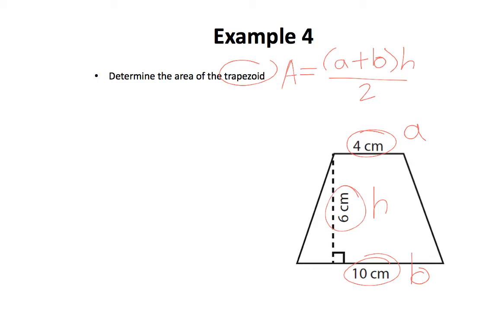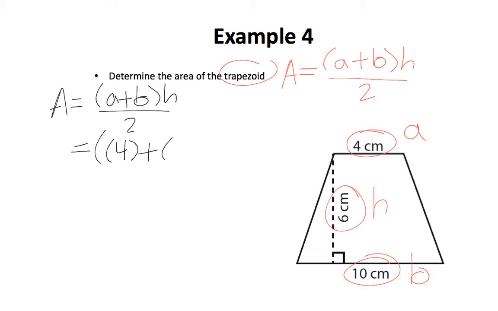I'm going to start this question by rewriting the equation for area, which is a plus b in brackets multiplied by h, then divided by 2. So instead of writing a, I'm going to replace it with 4 in brackets. The plus sign stays exactly the same. I'm going to write 10 in brackets instead of b. And instead of writing h, I'm going to write 6 in brackets. That's going to be all over 2.